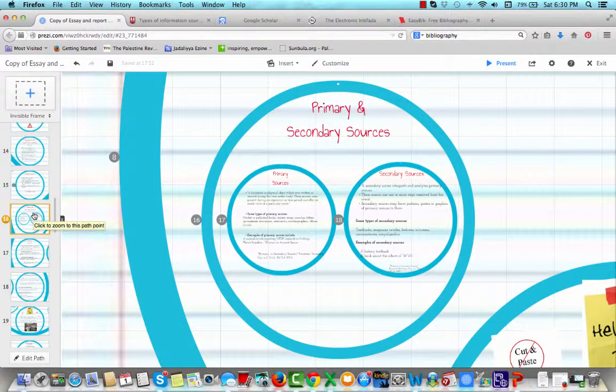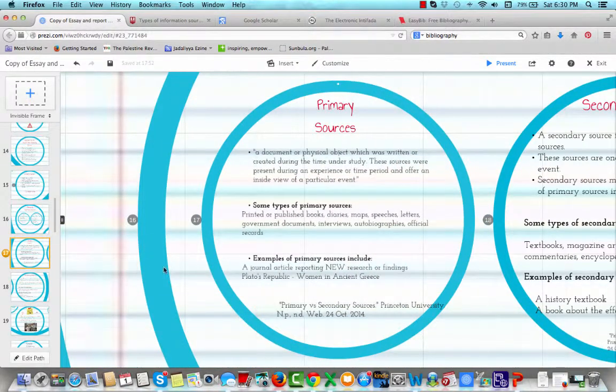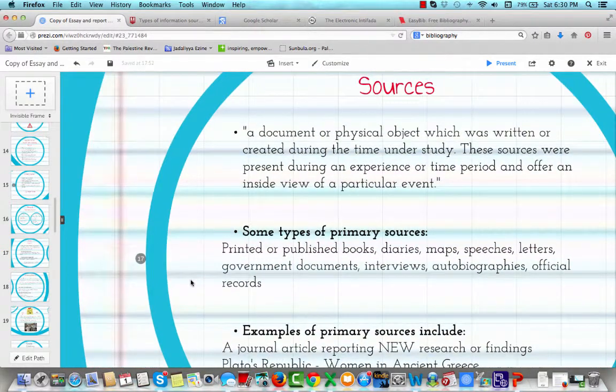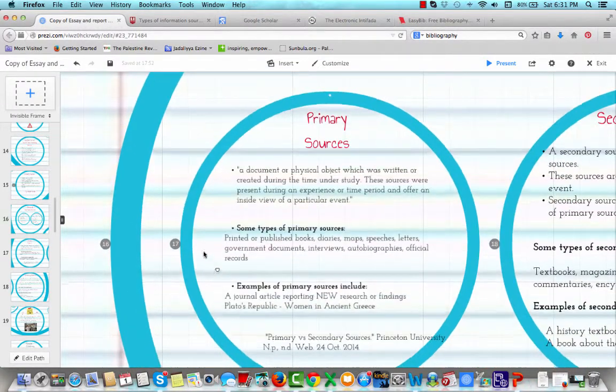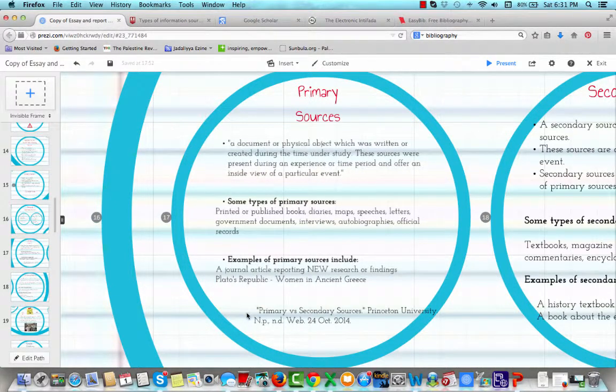So again, within research, within sources, you have something called a primary source, and then you have what is called a secondary source. Let's look at primary sources. A primary source is simply a document or a physical object which was written or created during the event. So let's keep this very real. A primary source could be a diary, maps, actual speeches, letters, government documents, interviews, autobiographies, and official records. These are all types of primary sources. An example includes Plato's Republic, Women in Ancient Greece, or the first edition of Orientalism by Edward Said.